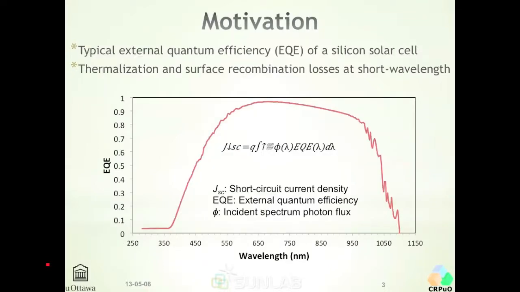Here I'm showing a typical external quantum efficiency of a silicon solar cell. As you can see, in the UV blue region the EQE is pretty low, and we have losses here as well as in the infrared region. Something is wrong with the equation here, I think because of PowerPoint. Anyway, I'm just showing the relation between the short circuit current, the EQE and the photon flux. The short circuit current is dependent on the EQE, and that's why I'm using the EQE here.